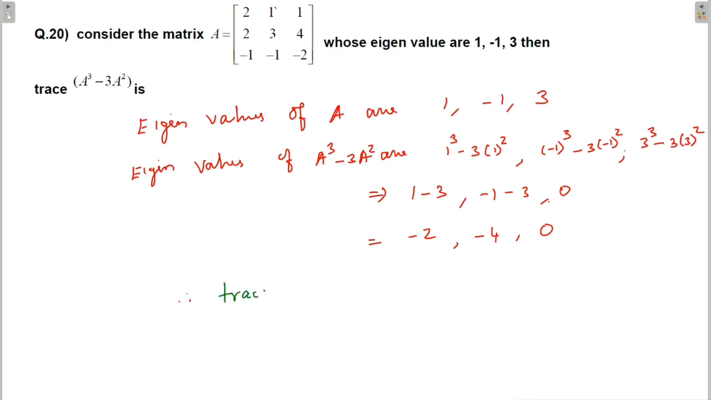So therefore trace of A power 3 minus 3 A square equal to minus 2 minus 4 plus 0 equal to minus 6.